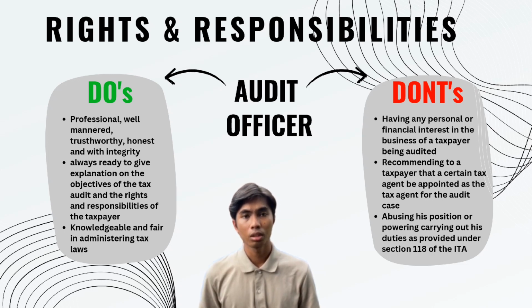While the things that the audit officer should not do during audit are having any personal financial interest in the business of the taxpayer being audited, recommending to a taxpayer that a certain tax agent be appointed as the tax agent for the audit case, and abusing their position or power in carrying out his duties as provided under Section 118 of the ITA.